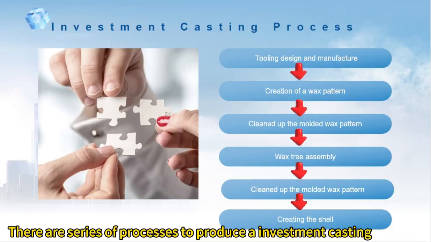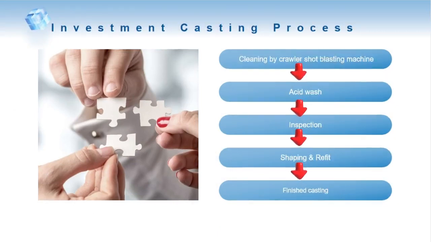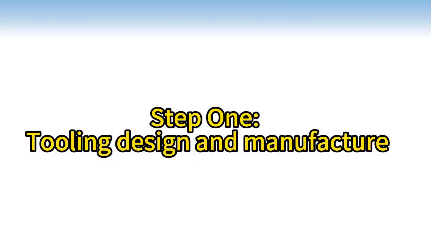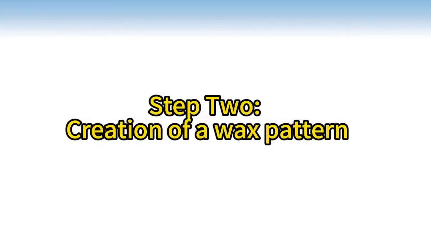There are a series of processes to produce an investment casting. Step 1. Tooling design and manufacturing. The process begins with tooling design and manufacturing. Step 2. Creation of a wax pattern.